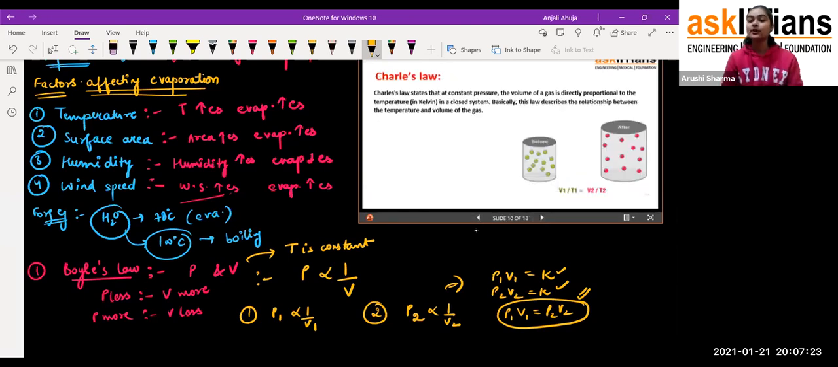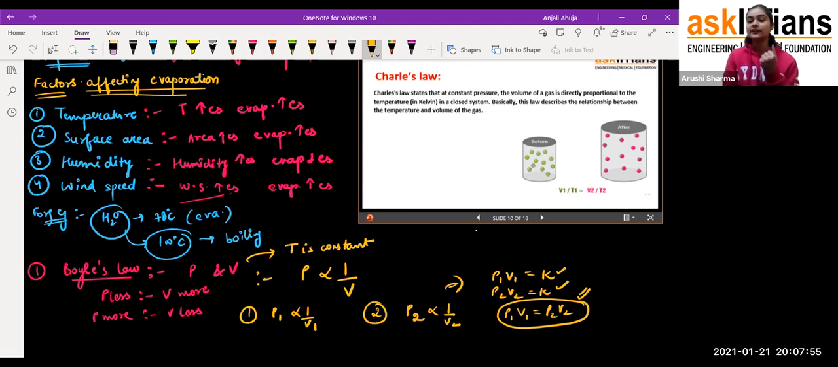Now Charles law. What does Charles law say? Charles law states that at a constant pressure, that means when the pressure is constant, the volume of a gas is directly proportional to the temperature in a closed system. In a closed system, remember this thing: initially when the temperature is less, when we haven't increased the temperature, the volume is less, and when we have increased the temperature, the volume is more. How can we say that, student?